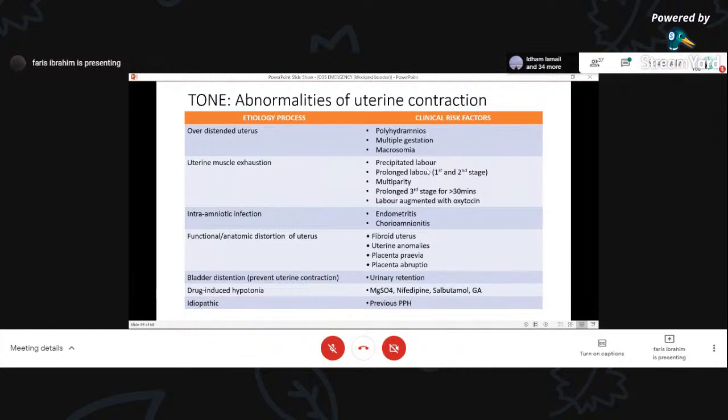So precipitated labor pun menyebabkan abnormalities of the uterine contraction. Okay, lepas tu of course infection definitely cause abnormalities. And then anatomic distortion, for example patient with fibroid uterus, anything yang tak sepatutnya exist dalam uterus tapi dia exist, macam fibroid ataupun previa ataupun abruptio, so these things will affect the uterine contraction. Okay, then bladder distension.